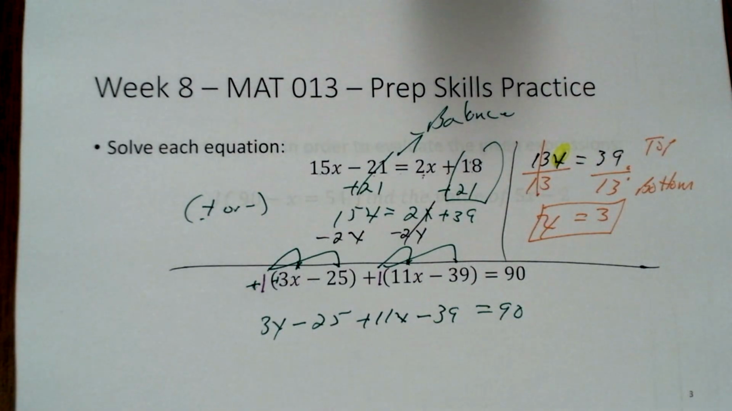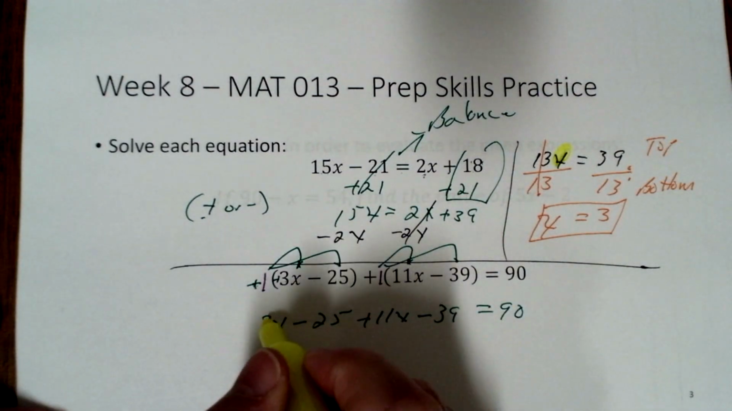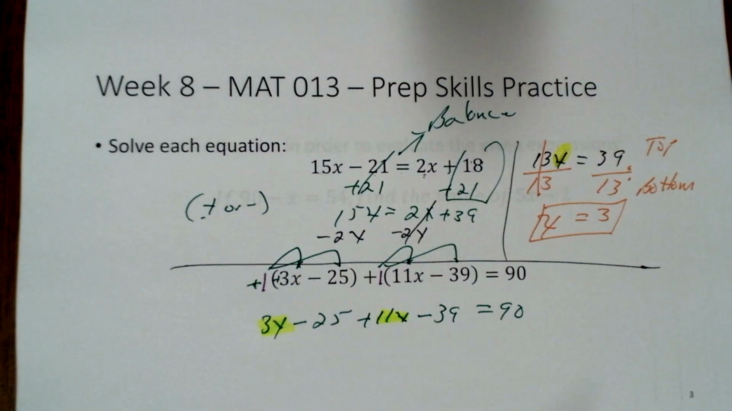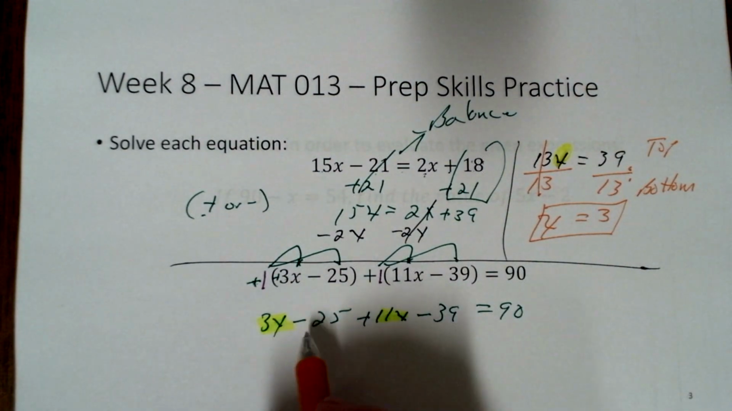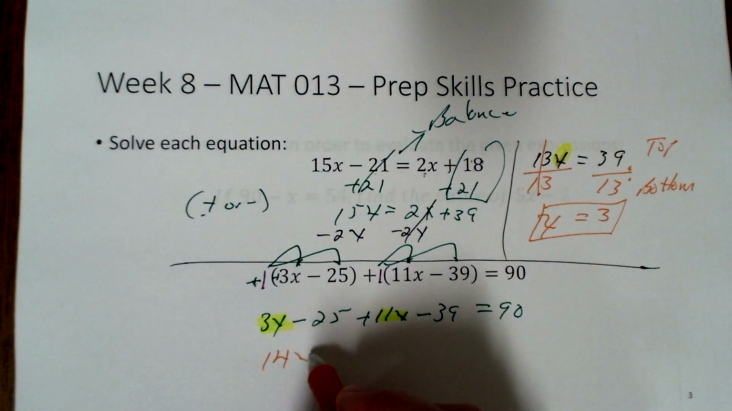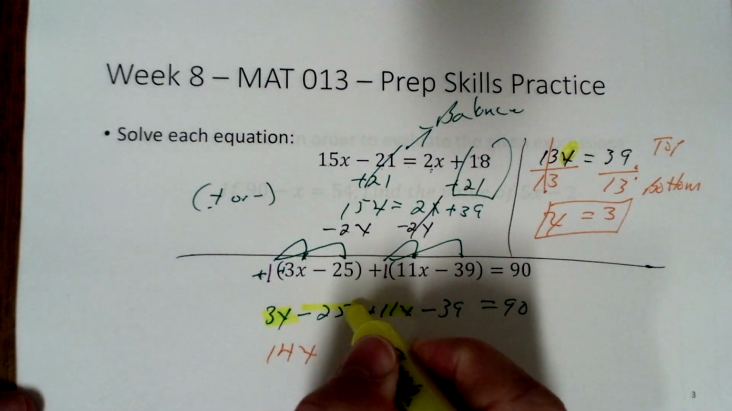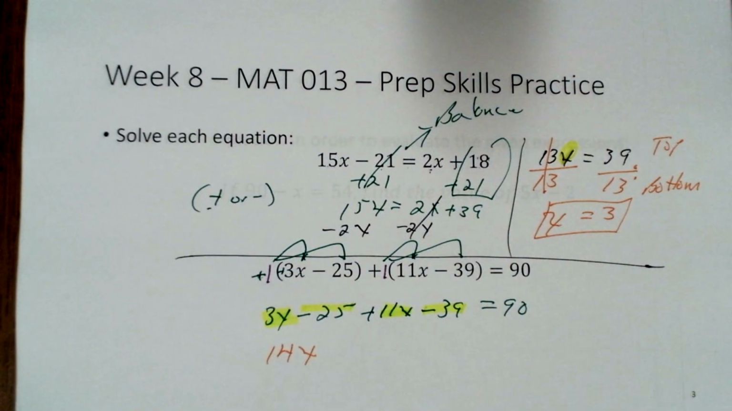Now in this case, we're going to look at what we have and realize, oh, by the way, we have some like terms. We can go ahead and combine that. You have 3x's over here plus 11 more x's over there. You have 14x. And oh, by the way, we have the same thing here. We're at minus 25 here and we're minus 39 here.